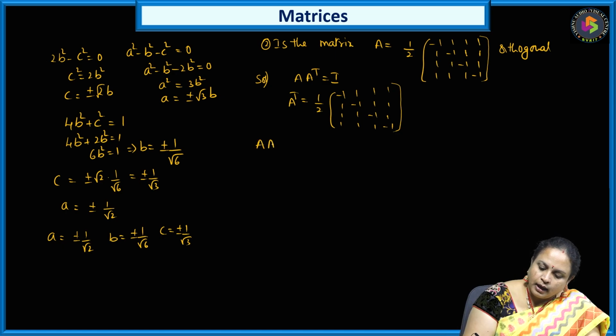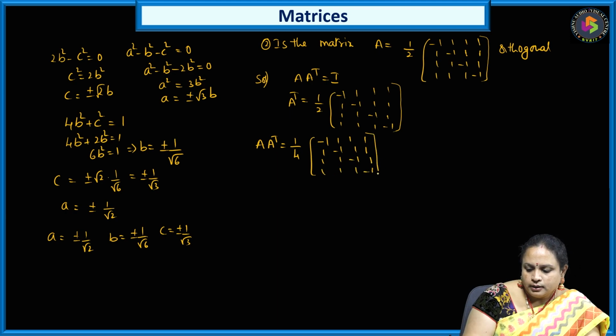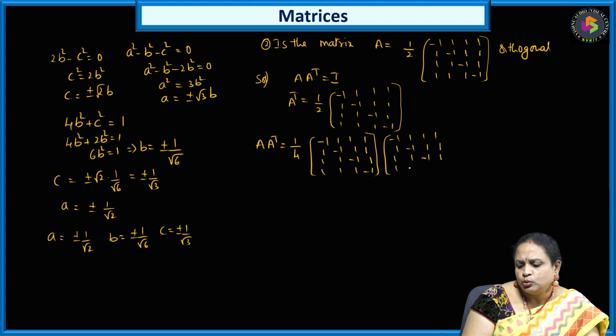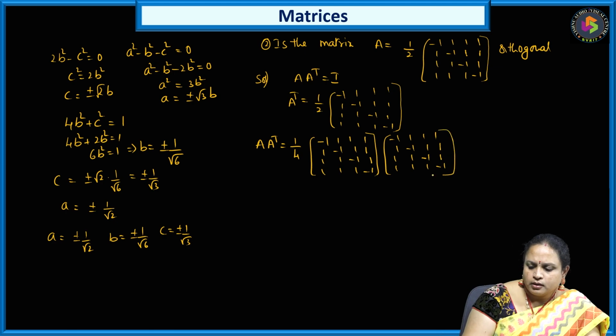Now let us multiply A into A transpose. 1 by 4 into, yeah, this is 1 by 2 and we have one more 1 by 2, so it is 1 by 4 into the matrix minus 1, 1, 1, 1; 1, minus 1, 1, 1; 1, 1, minus 1, 1; 1, 1, 1, minus 1. Yeah, just multiply both of them. It is simply like a square, right? 4 by 4 matrix multiplication is very similar to 3 by 3 matrix multiplication. So, simply multiply both of them.